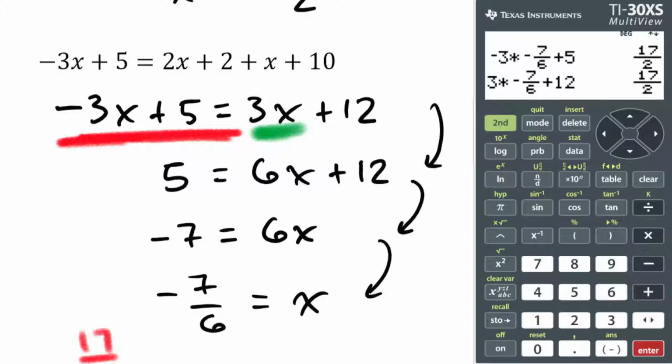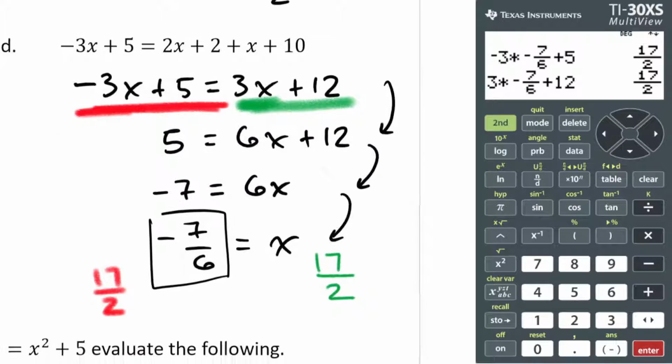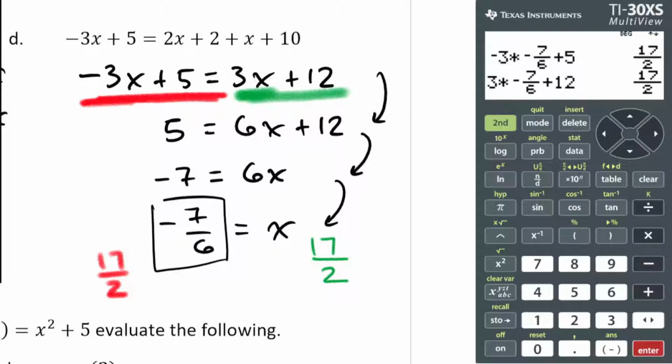Huh. Did you see that? That's exactly what I wanted. It's very clear that both sides of this, although my pen is a mess, the green is too bulky, become 17/2. So both are 17/2. So when x is negative 7/6, right? When this is my x, it does make both the left-hand side, red, and the right-hand side, the green side, equal to 17/2. So that is indeed the solution to this equation.